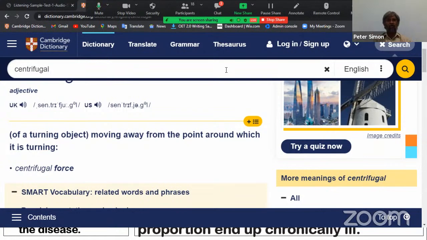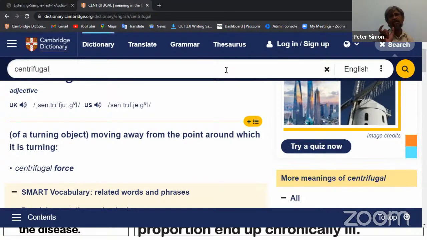Centrifugal means an object moving away from the point around which it is turning. The turning point is the center. You are leaving and you are going everywhere. How will you get the answer? The object is moving round and round. You are beating around the bush. If you go into the bush, you can catch the hare. But you are waiting outside, roaming around, saying if it comes out, I'll catch. You're not going into the center of the bush to catch the hare.